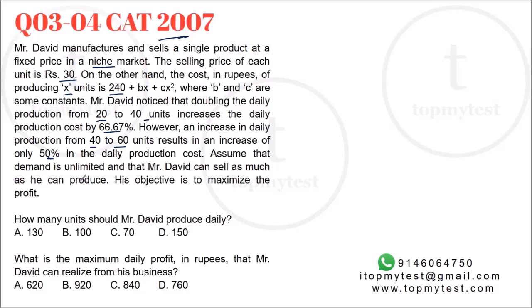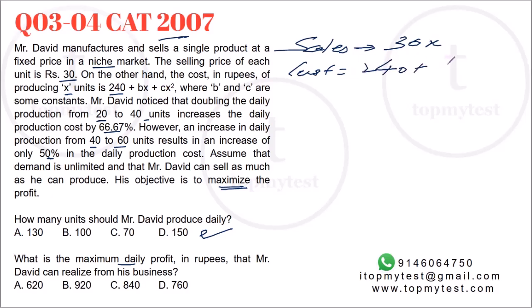Assume that the demand is unlimited and Mr. David can sell as much as he can produce. His objective is to maximize the profit. Your question is, how many units should David produce daily to maximize the profit? And what will be the maximum daily profit that Mr. David can realize from this business? So we will have the sales. Selling price of one item is 30, so sales of X items will be 30X. Your cost function is given to you: 240 plus CX square plus BX.